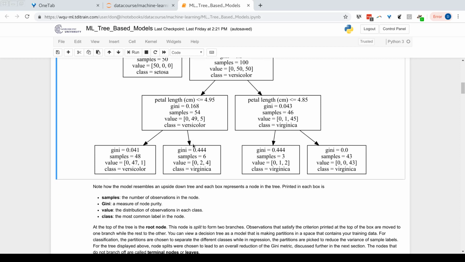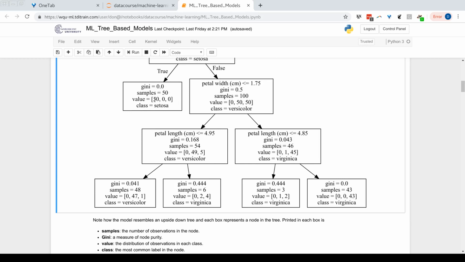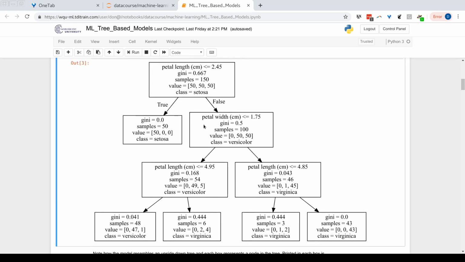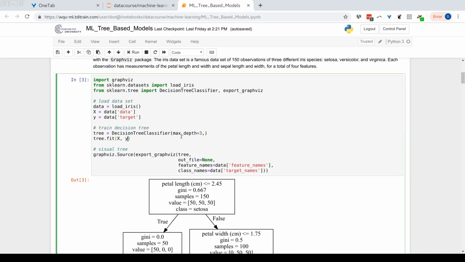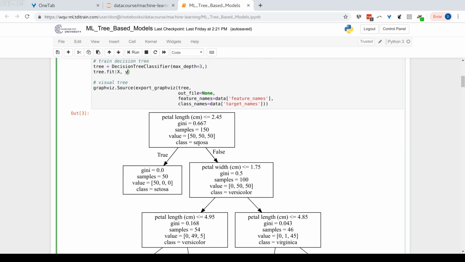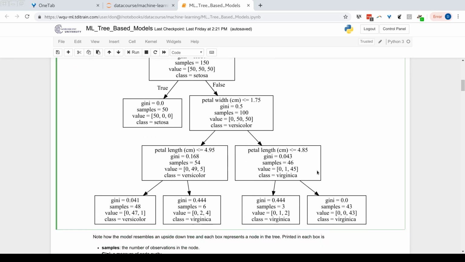And we keep on repeating the process until that node has all the same observations of the same class, like in this example here. There was no need to split because all those 50 observations belong to the same class. Or we reach some sort of termination criteria. When we constructed the model, here we set a max depth of 3. What this means is that this tree isn't allowed to grow any deeper than the depth of 3. So this is depth 1, depth 2, and depth 3.